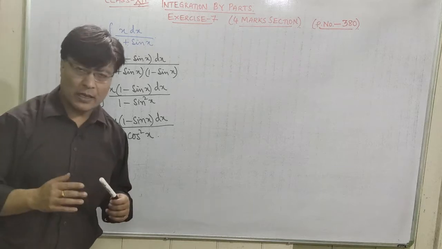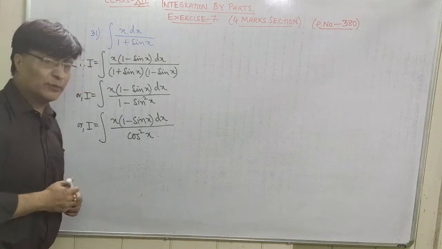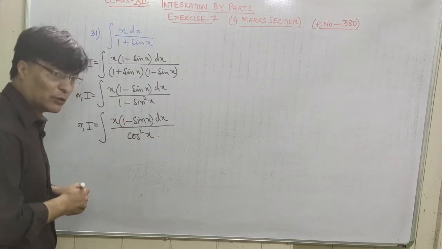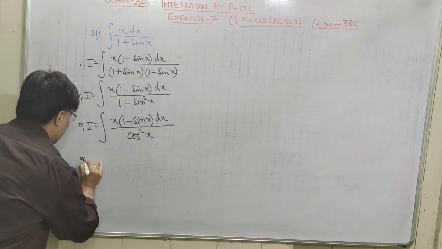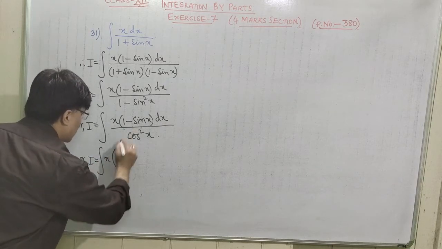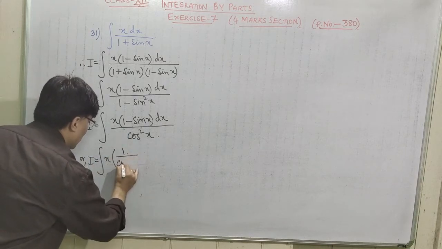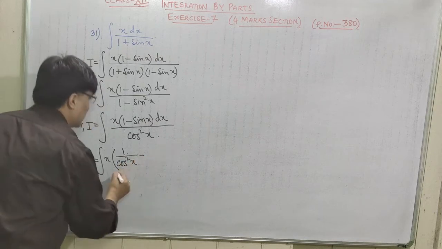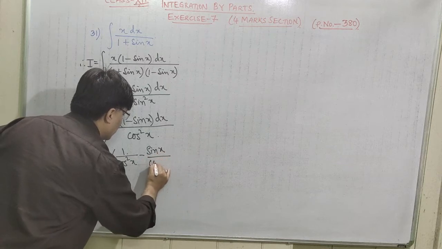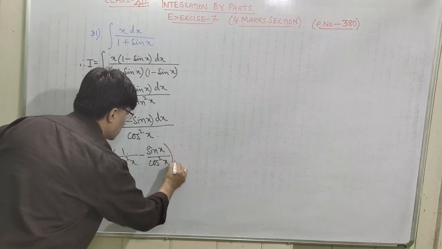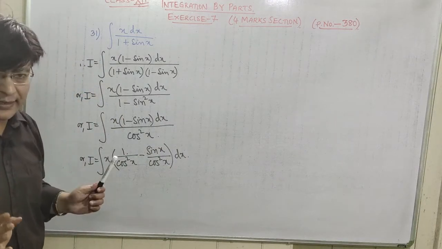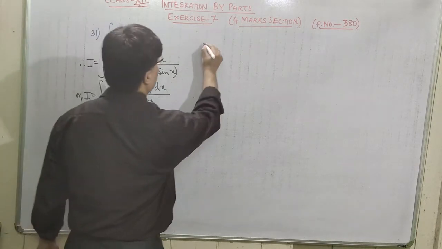Okay. So now let us simplify this trigonometric function. So which is the trigonometric function here? 1 minus sin x upon cos square x. So let us simplify it further. I is equal to integration of x within bracket, you can separate it, 1 upon cos square x minus sin x upon cos square x, bracket closed. Then you can write dx. Is that clear?